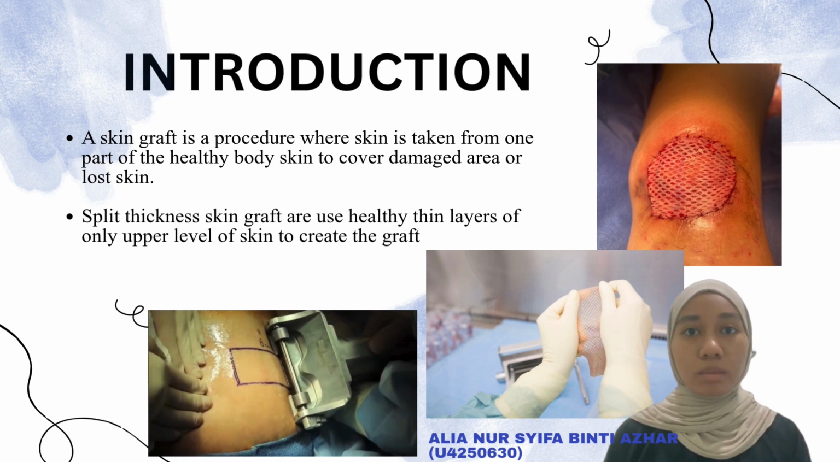Today I will present about skin graft. A skin graft is a procedure where skin is taken from a healthy part of the body to cover a damaged or lost skin area. There are different types of skin graft. One common type is split thickness skin graft, which uses a thin layer from the upper skin. This procedure helps in wound healing and protects the affected area.